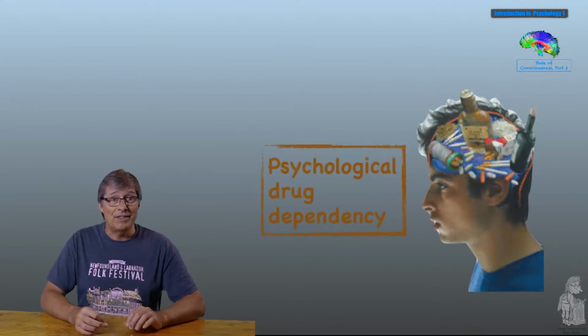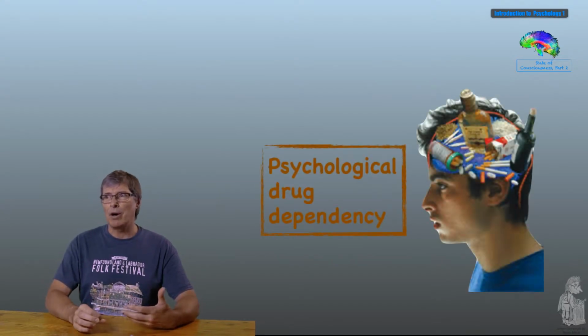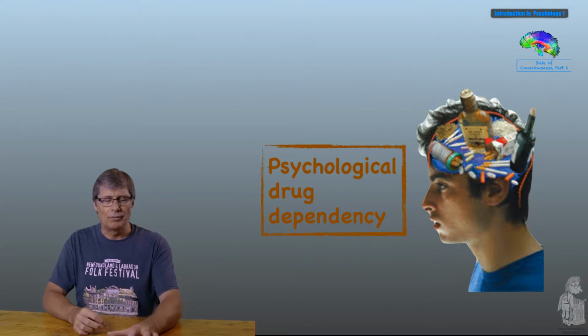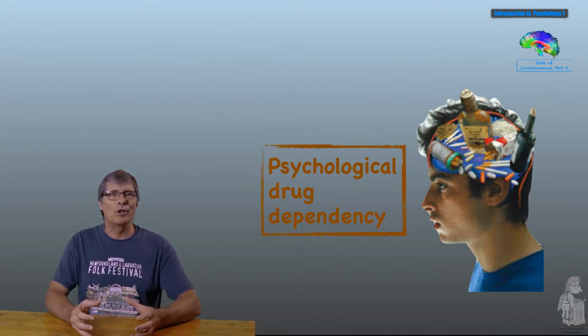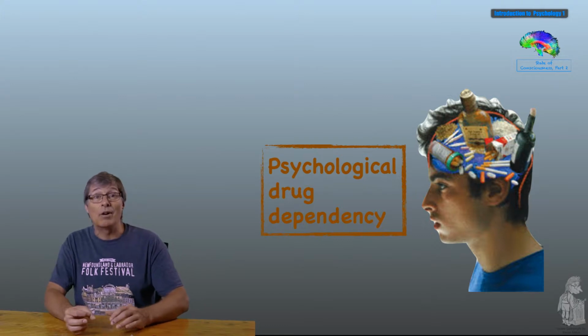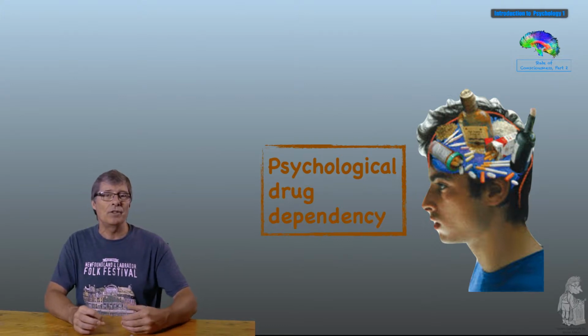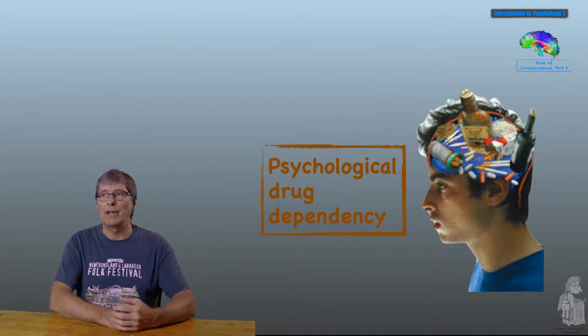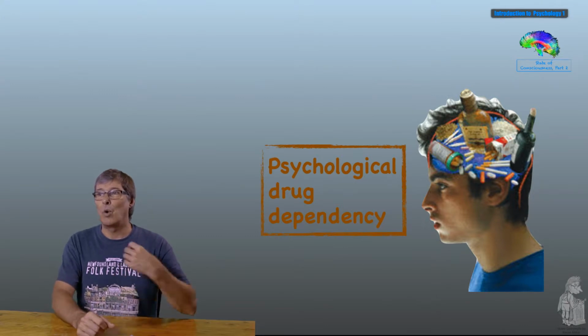Psychological drug dependency. Now, this is probably the part of drug dependency that can be the most difficult. Psychological drug dependency is the craving, an irresistible urge for the drug's positive effects, and this is often more difficult over the long haul than physical dependency. Psychological dependencies can come back to you quickly.